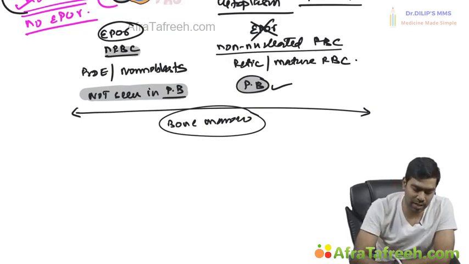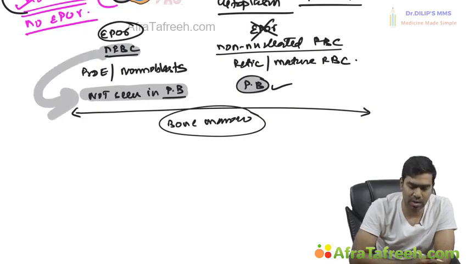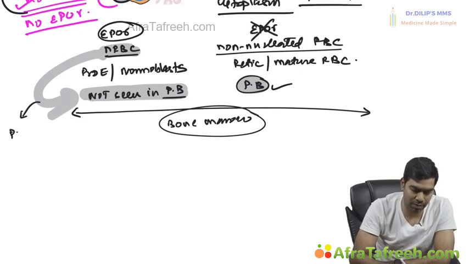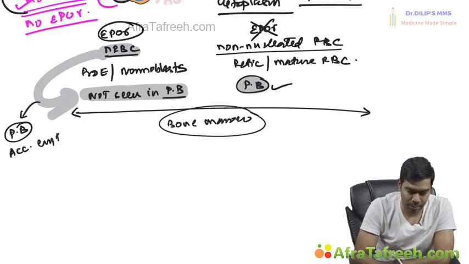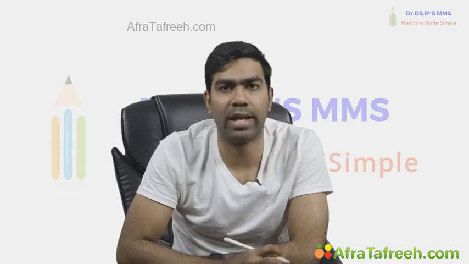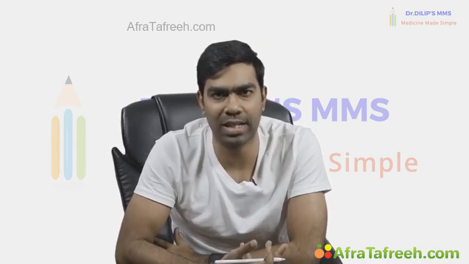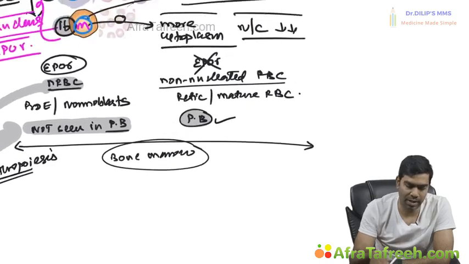I told you generally these nucleated RBCs are not seen in the peripheral blood, but sometimes you can see them in the peripheral blood whenever there is accelerated erythropoiesis. Whenever erythropoiesis is accelerated due to many reasons, like for example thalassemia, where erythropoiesis will be ineffective but might be accelerated, in those conditions you might see NRBCs, that is nucleated RBCs, in the peripheral blood as well.